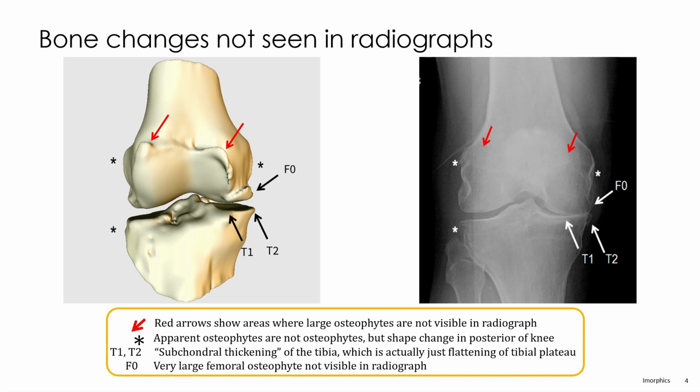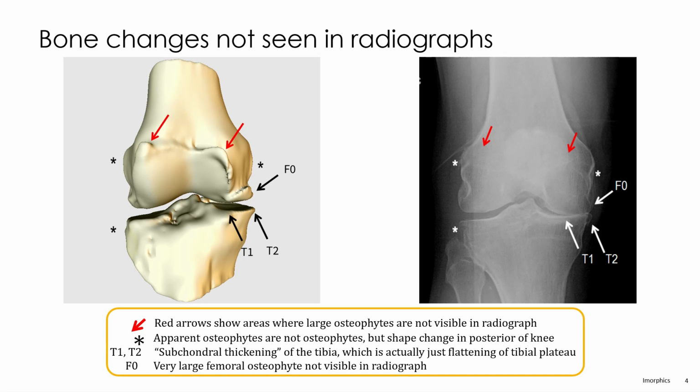Now, on the right, you've got an X-ray of a patient's knee, and on the left, you've got a 3D segmentation of the same knee derived from an MR image. As you can see quite quickly, as indicated by the red arrows, there are some osteophytes which are visible in 3D, but they're completely obscured by the rest of the bone in your radiograph. You will also see false osteophytes, which look like outcroppings on the edge of the knee, but which in 3D we can see are actually shape changes in the posterior of the knee.